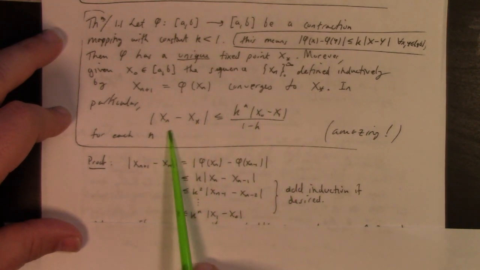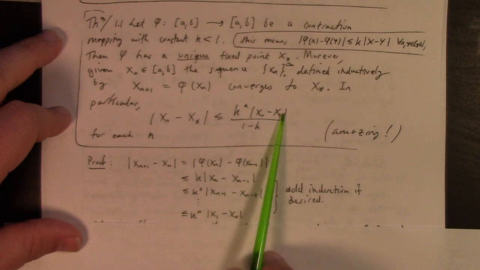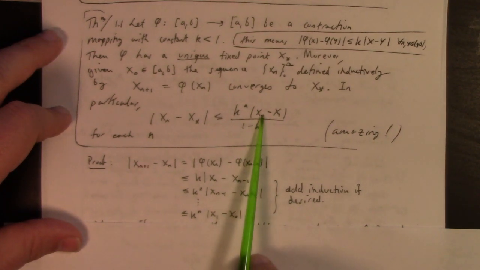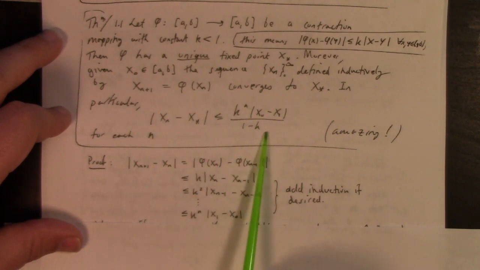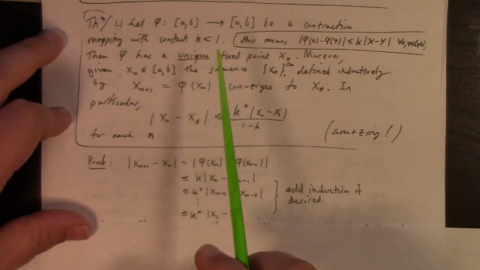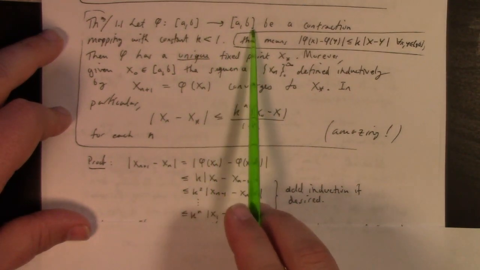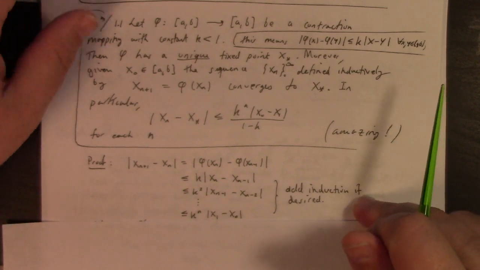And here's an estimate on its error. The absolute value of x n minus x star is less than or equal to k to the n divided by 1 minus k times the absolute value of x naught minus x1. So this is the analog of theorem 8.2 for the case of a contraction mapping from the closed interval [a, b] to the closed interval [a, b]. As I said, amazing.